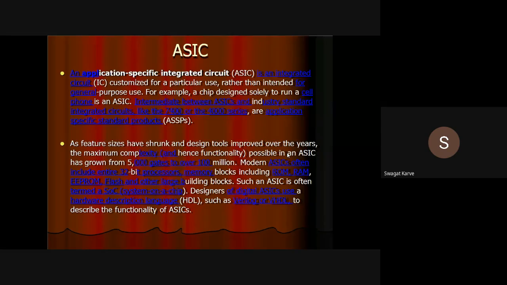Now we will discuss the ASIC. We have already discussed this a lot of times. ASIC means application specific integrated circuit, right? So it's an integrated circuit, IC, customized for a particular use. And a very famous and well known example of ASIC is your mobile IC. तुमचा जो स्मार्टफोन मधला IC आहे that is ASIC because it is meant for that purpose only.